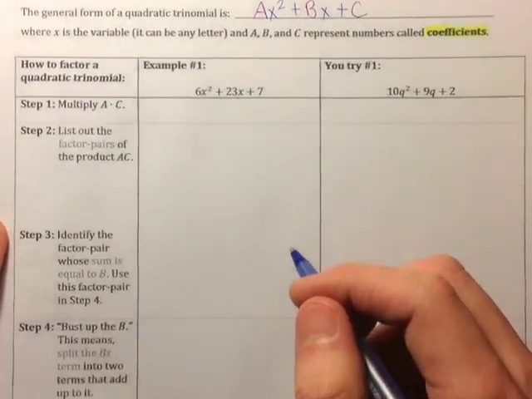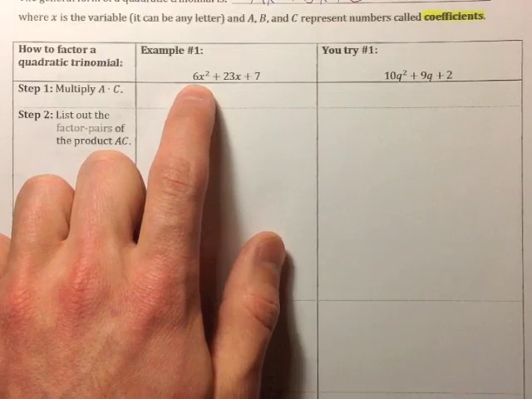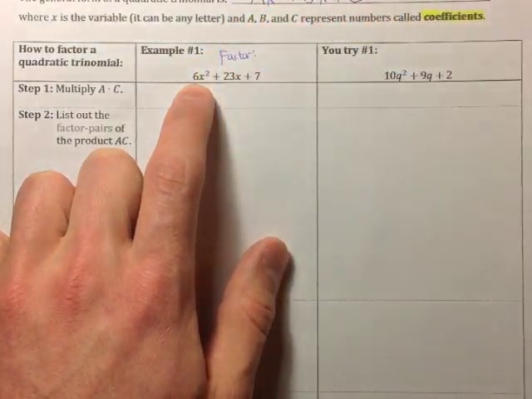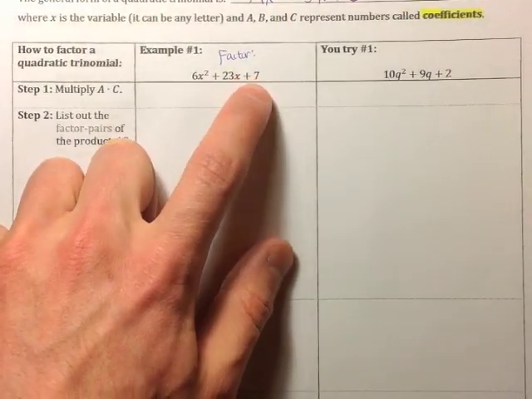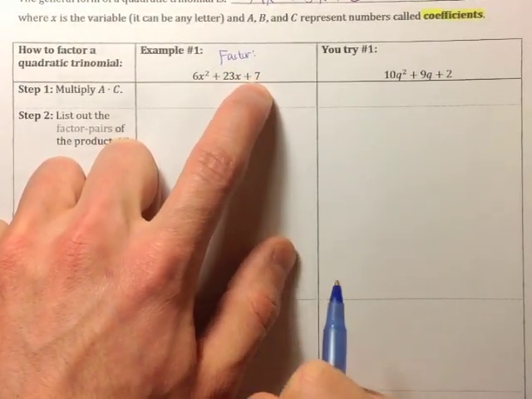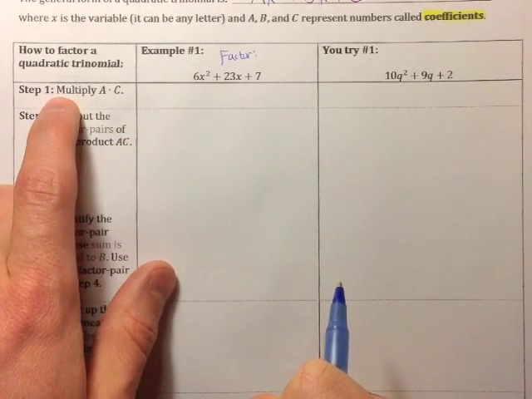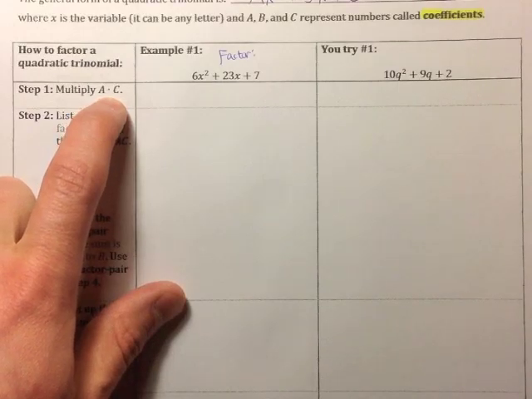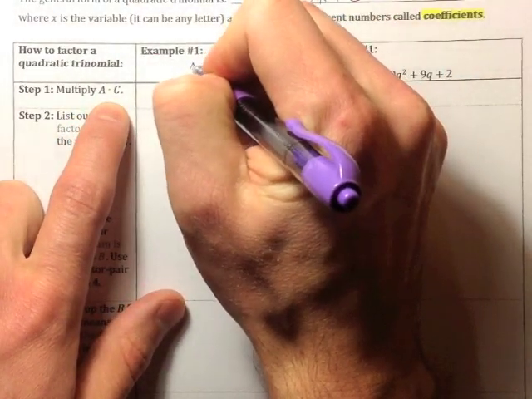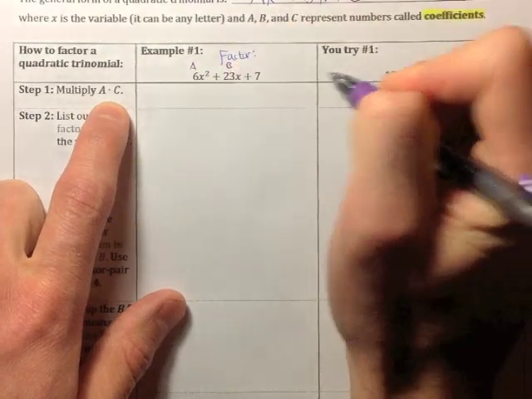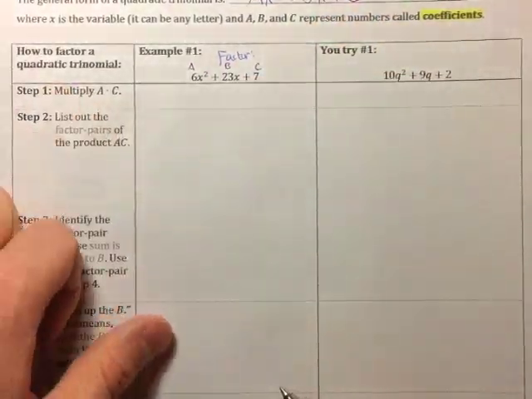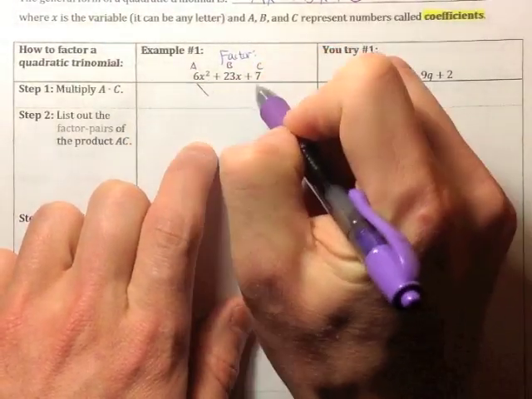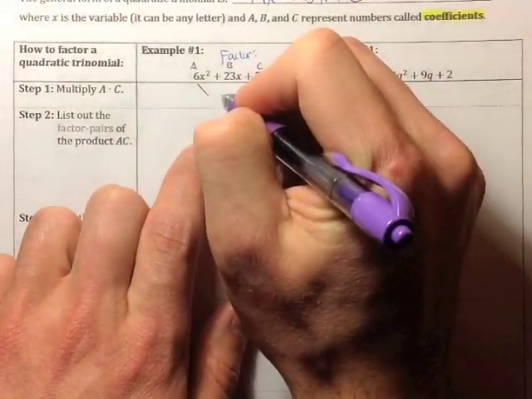Okay? Let's look at the first example here. We want to factor 6x squared plus 23x plus 7. Now, the first step is to multiply A times C. Now, what was A, B, and C again? A is 6, B is 23, C is 7. So step 1 is to multiply A and C. So 6 times 7 is 42.